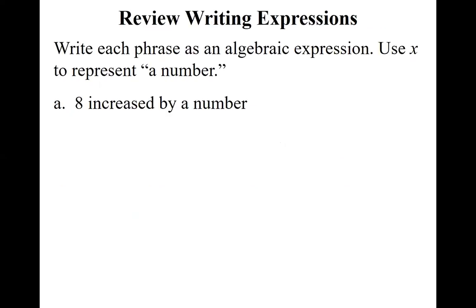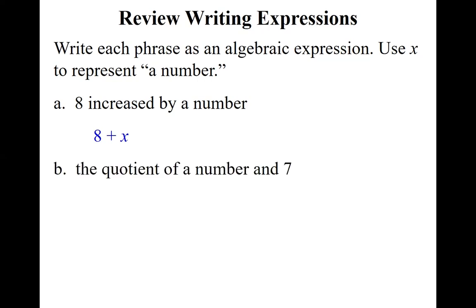Let's review writing expressions. We're using x to represent a number, so 8 increased by a number would be 8 plus x. It could also be x plus 8. With our addition words, order doesn't matter. B, the quotient of a number and 7. Well, with division words, the order does matter. So this is a number divided by 7, x divided by 7. We could express that using the division bar or the division symbol.